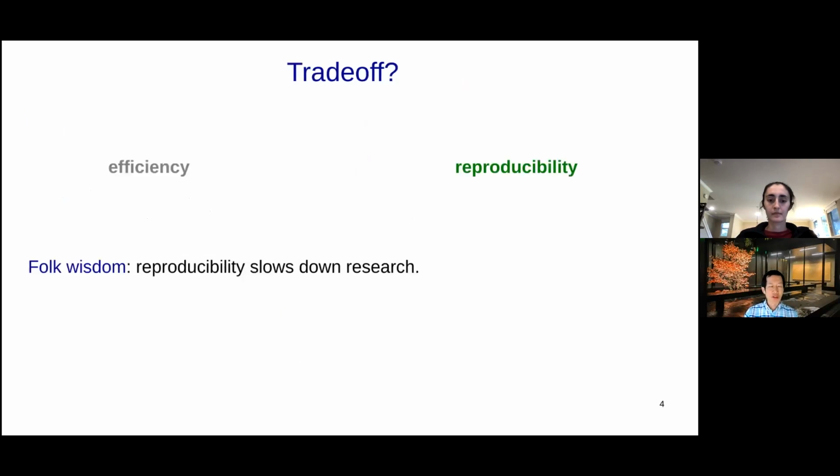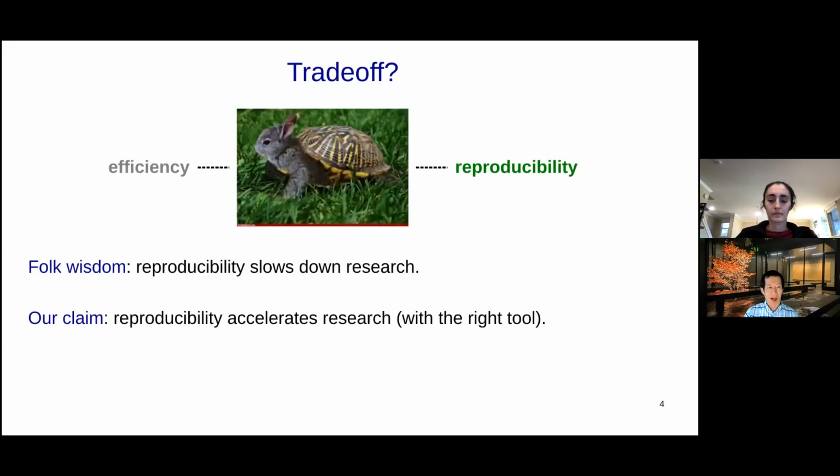Now, these two desiderata of efficiency and reproducibility. There's conventional wisdom that reproducibility will slow you down. Reproducibility seems hard. You have to do even more work than you were able to do. And how is that going to help you with efficiency? What I want to argue in this talk is that reproducibility is actually a way of accelerating research, provided you have the right tool. And I'll try to argue how CodaLab provides you with the right tool for doing this.